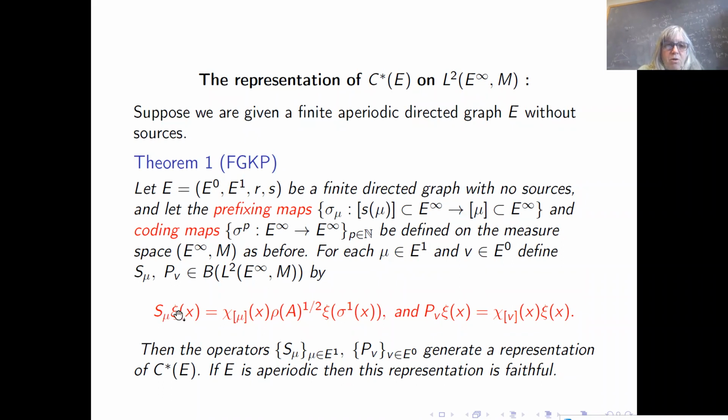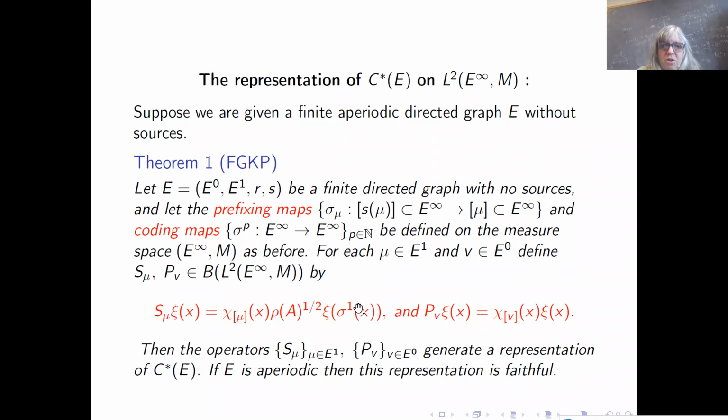So we have S mu, of course, on a vector, a function, but you take the characteristic function corresponding to cylinder set mu, and then you need to have this Perron-Frobenius spectral radius here and raise that to the 1/2 power. And then you have sigma, and you do the coding map just once here, do a one-sided shift. And this is mu, of course, an edge.